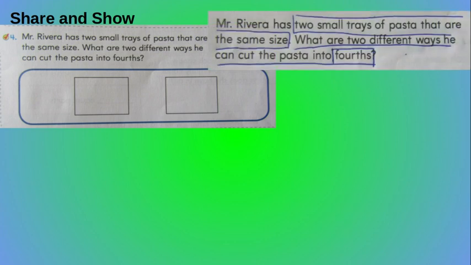So I underlined what are 2 different ways he can cut the pasta into fourths. And then I boxed up 2 small trays of pasta that are the same size. Just like our last problem, there was a piece of key information in the question. I boxed up fourths because I know I'm going to be cutting these trays of pasta into fourths or 4 equal parts. Again, I need to show it 2 different ways. So here's what I did.